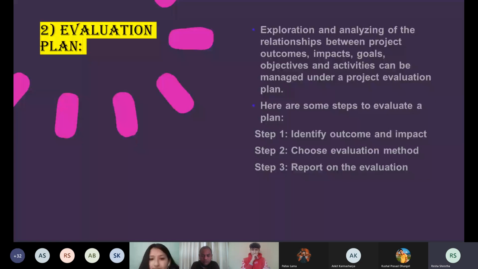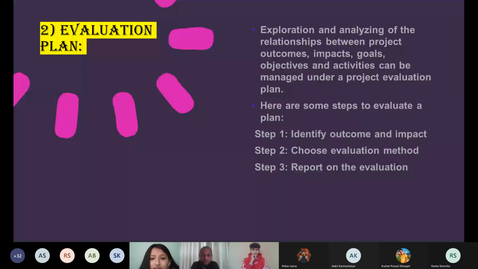Step one is to identify outcome and impact. As we have already explained, through measuring outcomes, we can understand the extent of goal achievement, whereas through evaluating project impacts, we can identify a project's overall effect on the environment and its target.